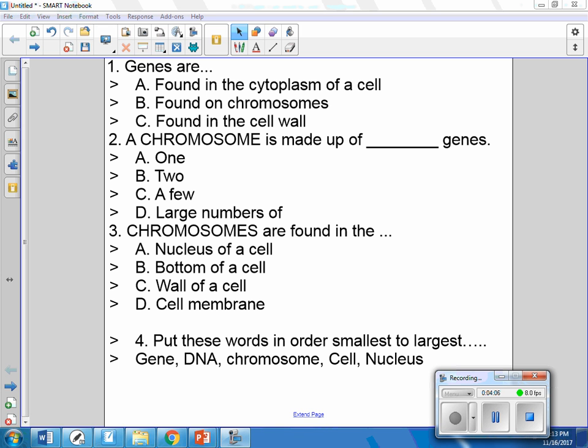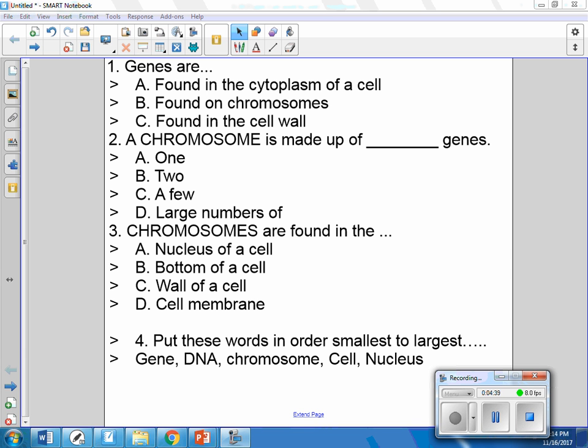All right. We're going over the do now. Let's go. Number 1, Donna Love. Genes are what? So genes are found in your cells, but where are they found? Donna, where are they found? Yes, thank you, Emily and Donna. They're found on the chromosomes. All your genes are on your chromosomes.